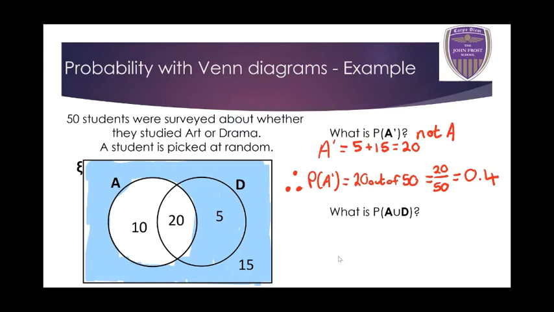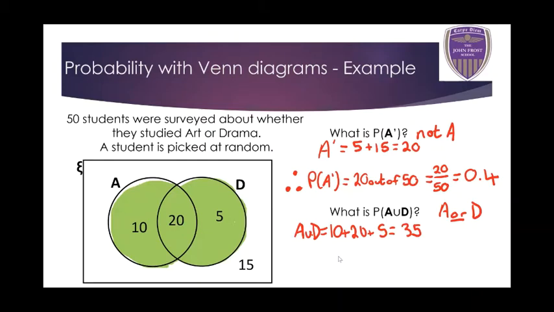What about the next one now? Probability of A union D. Remember, union means or. So we're trying to find the probability of a student studying art or drama. Well, if we highlight the art people and the drama people together, we've now highlighted everyone who either studies art or drama. Add up the numbers.